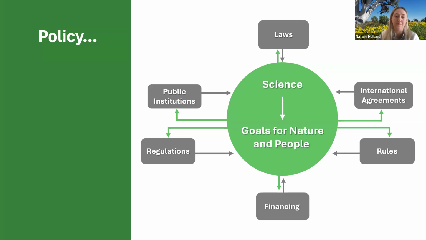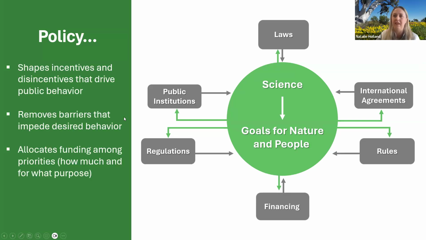And informally, it's about shaping what policymakers and the broader public perceive as both possible and desirable and hopefully inspiring and influencing them to adopt the conservation solutions that we want to see taken forward. So all of these elements come into how policy is viewed and defined at TNC. So within TNC, we describe policy as something that shapes the incentives and disincentives that drive public behaviour, that removes barriers that impede desired behaviour, and that allocates funding among priorities. So how much funding and for what purpose?